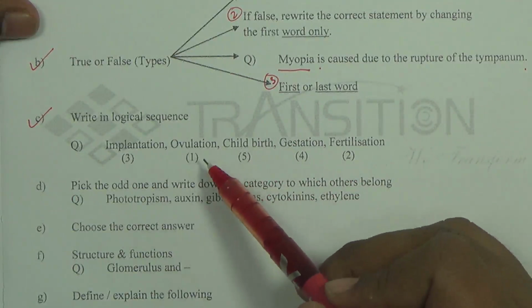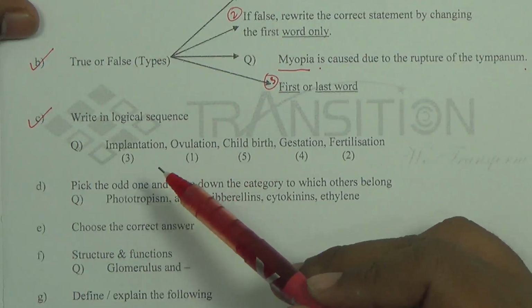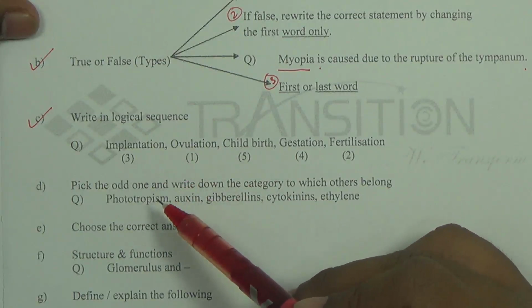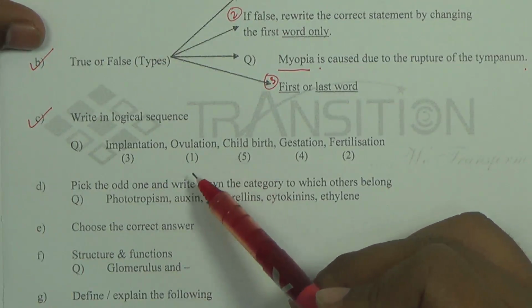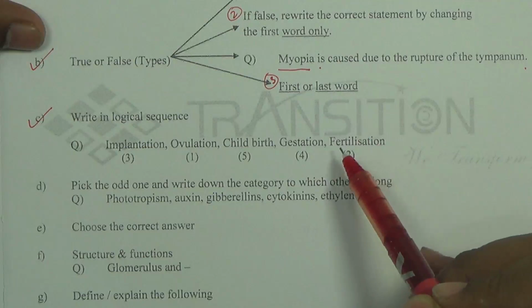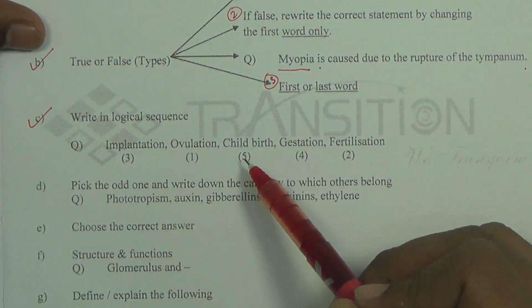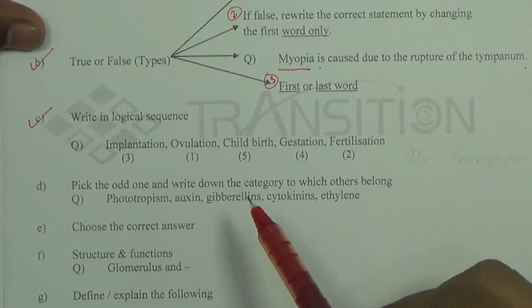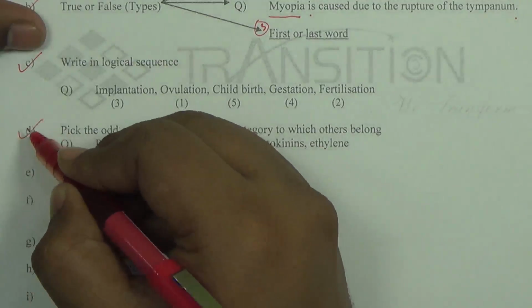So you do not have to write numbers like 1, 2, 3, 4 and 5. This is for your rough work. You do it in pencil, and in your answer script, you write ovulation first, comma, then fertilization, comma, then implantation, comma, then gestation, comma, followed by childbirth, full stop. So this should be your answer, right? The next one is pick the odd one out.